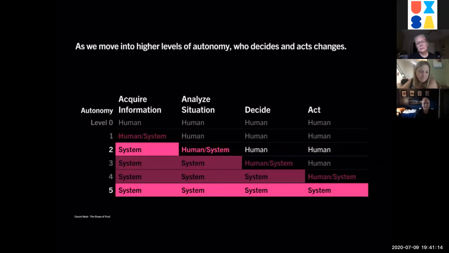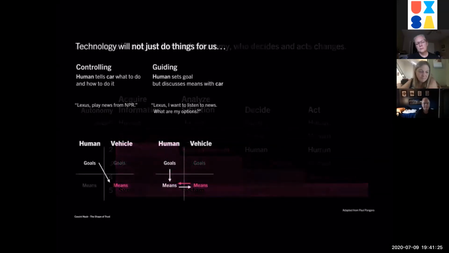In a level 5 autonomy scenario, the system acts on our behalf. It analyzes, it decides on our behalf. And there are some benefits to this, certainly.